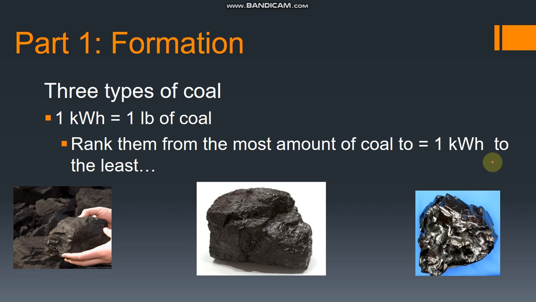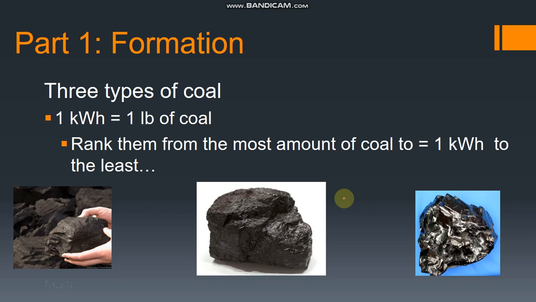So research shows, at least what I've found, that when you analyze your electric bill, your electricity is given to you by kilowatt hours. Well, really it boils down to, on average, 1 pound of coal is burned to create a kilowatt hour for you. But that is an average because there are different types of coal. So think about this. Which type of coal, lignite, bituminous, or anthracite, would you need the most amount of coal to burn to make 1 kilowatt hour?